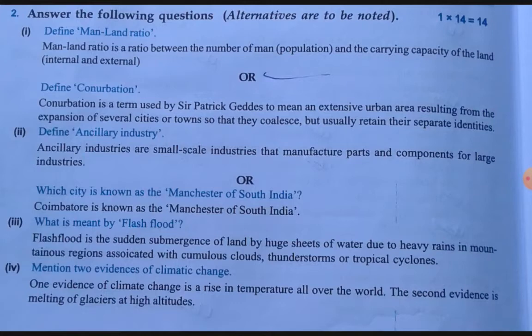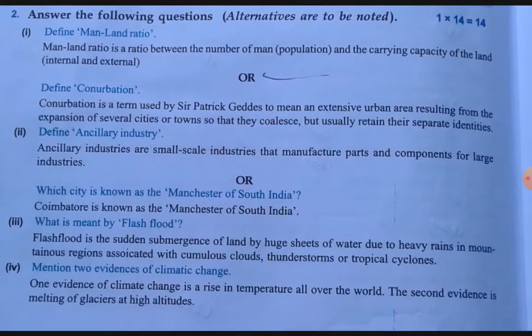Conurbation is a term used by Sir Patrick Geddes to mean an extensive urban area resulting from the expansion of several cities or towns so that they coalesce but usually retain their separate identity. Okay.